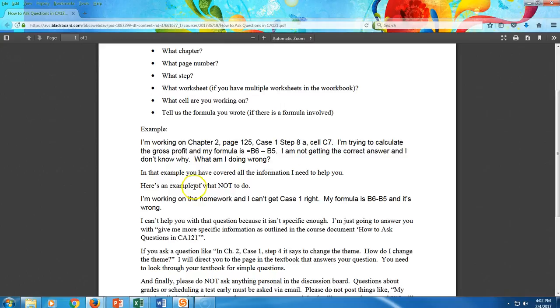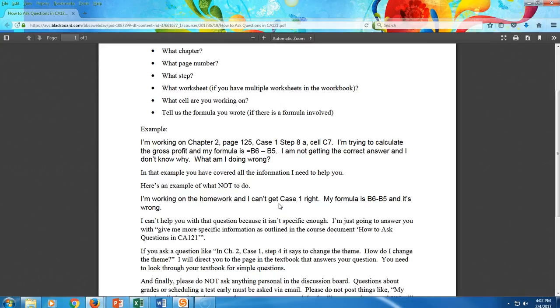Now, here's an example of what not to do. I'm working on my homework and I can't get case 1 right. Here's my formula. Well, okay, I don't know what chapter, I don't know what page, I don't know what step you're doing, I don't know what you're doing, and apparently neither do you.